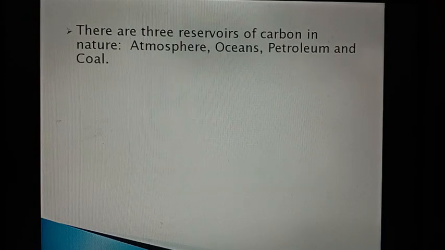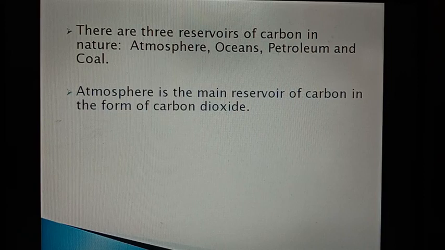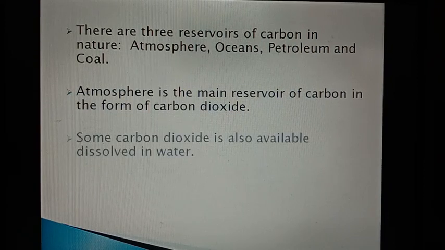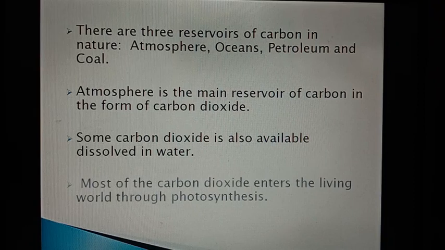There are three reservoirs of carbon in nature, that is atmosphere, oceans, petroleum, and coal. Atmosphere is the main reservoir of carbon in the form of carbon dioxide. Some carbon dioxide is also available which is dissolved in water. Most of the carbon dioxide enters the living world through photosynthesis.